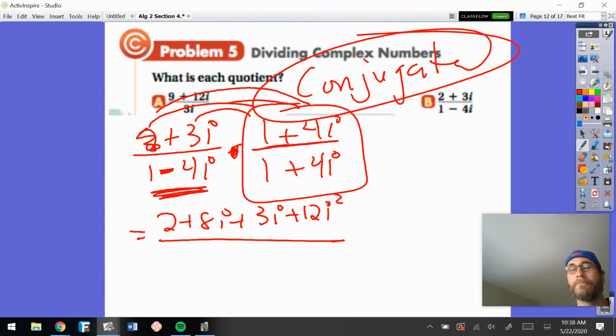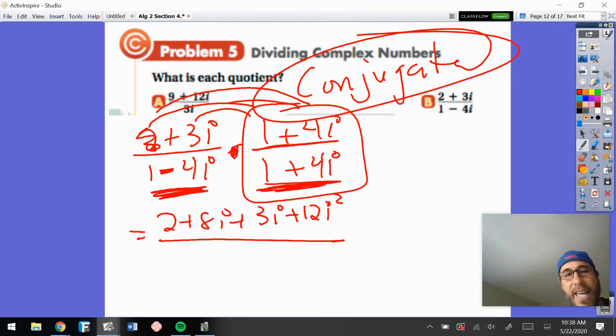Now I'm going to give you guys a shortcut. And we all like shortcuts, but you're only allowed to do shortcuts for conjugates. This guy here is a conjugate with this guy here. Why? Because they're the same exact thing, just the middle sign has changed.